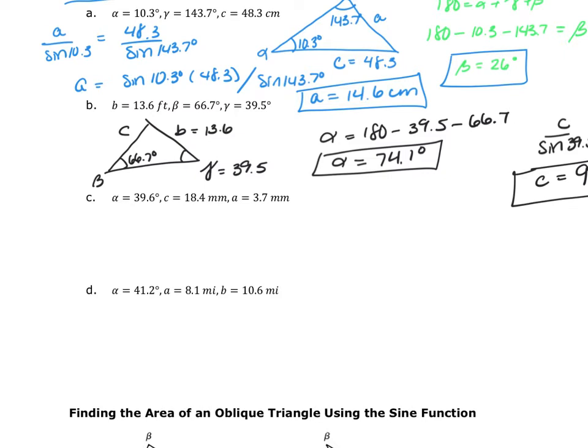C, I have, again, I draw my triangle. Oh, look, they all look the same. I have my alpha here. My alpha is 39.6 degrees. And my A is going to be opposite that, which is 3.7. And my C, it doesn't matter where I put my C, I'll be wild and crazy and put my C down here. And this is going to be 18.4.